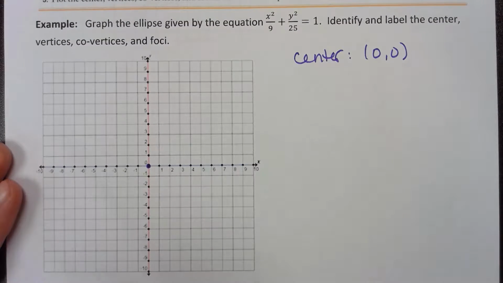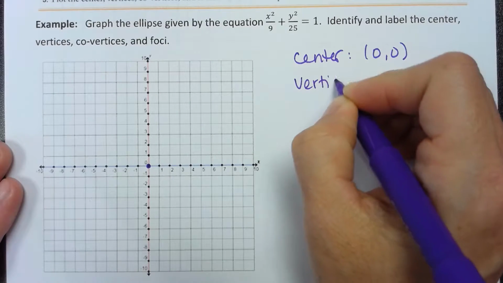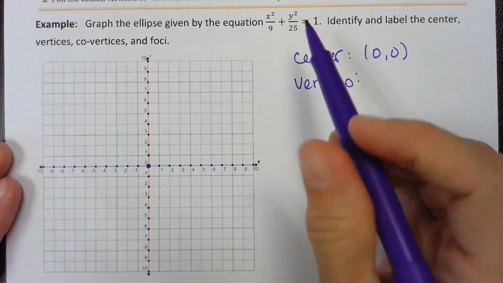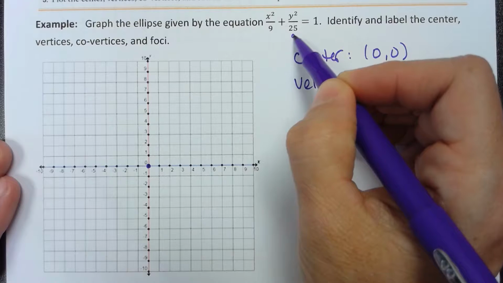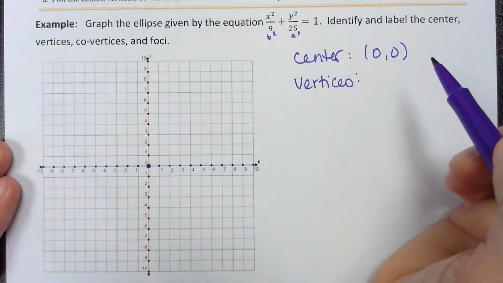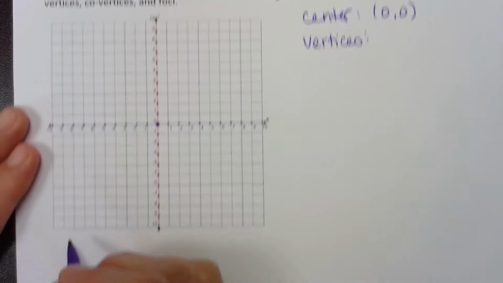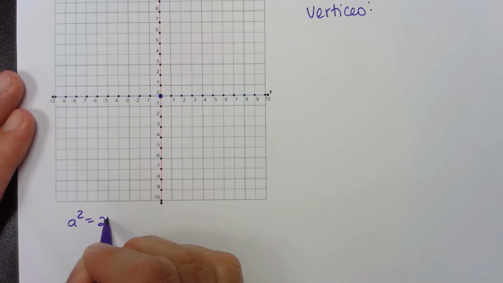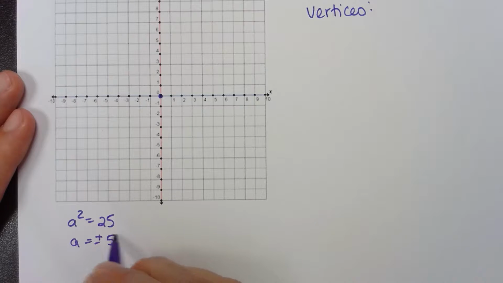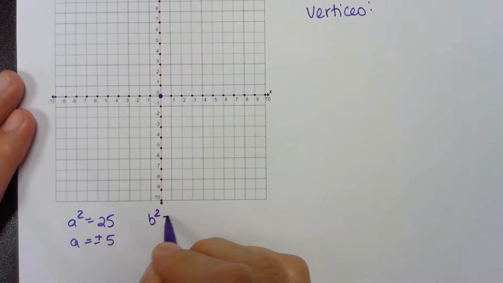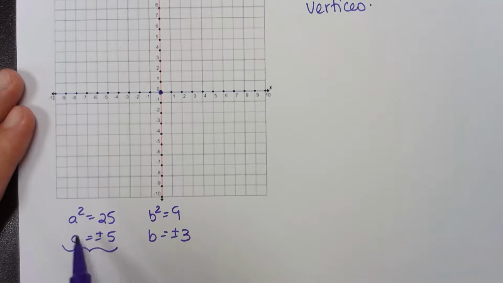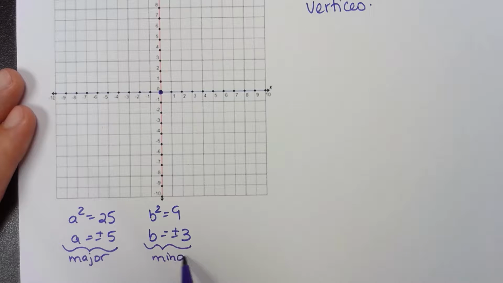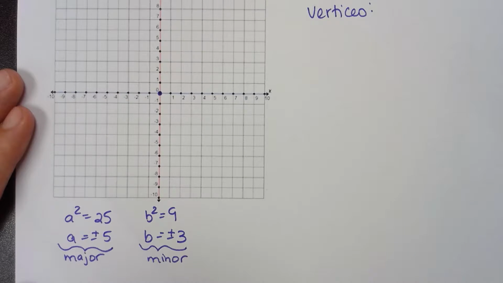So then, how do we find the vertices? Remember, the vertices lie on the A. I know that sounded weird, but this one is our A, and this one is our B, and both of those are squared, right? So A squared is 25, which means A is plus or minus 5. B squared is 9, so B is plus or minus 3. This tells us what our major axis is. This tells us what our minor axis is. We just have to figure out which way they're going.